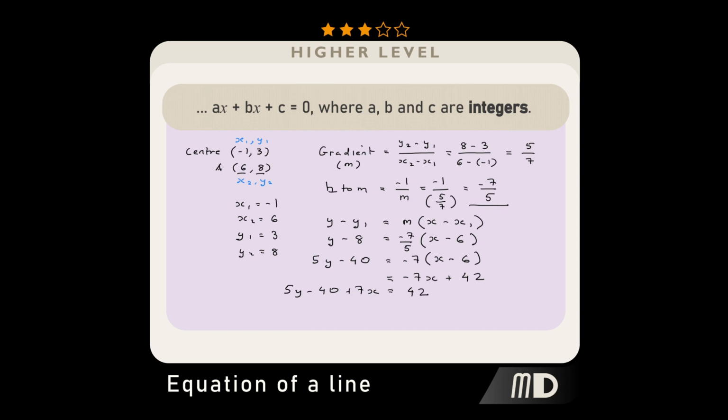And to finish, 5y plus 7x minus 82 equal to 0.